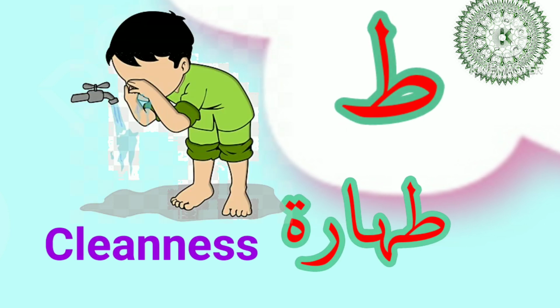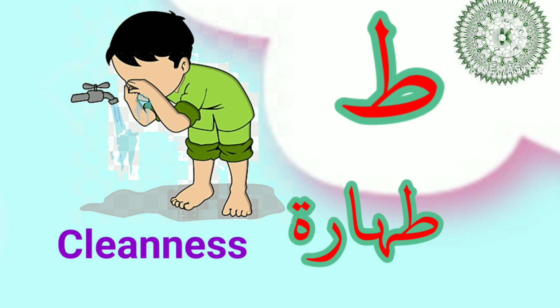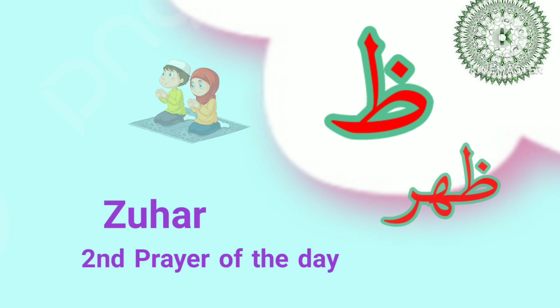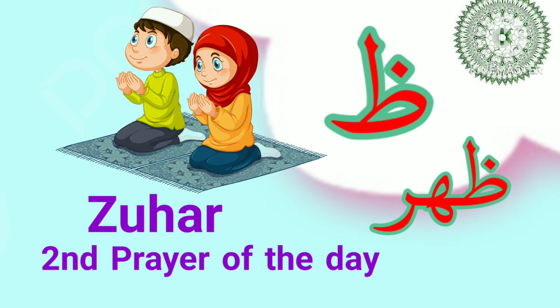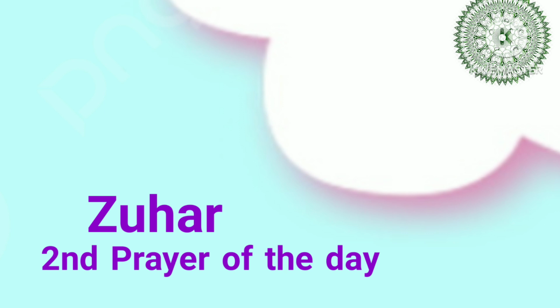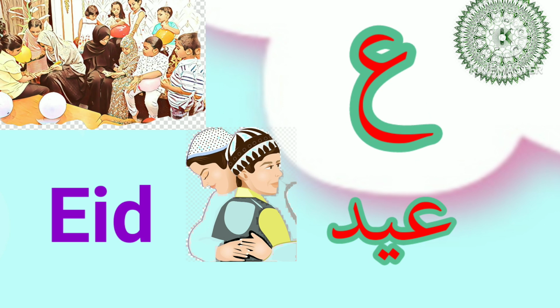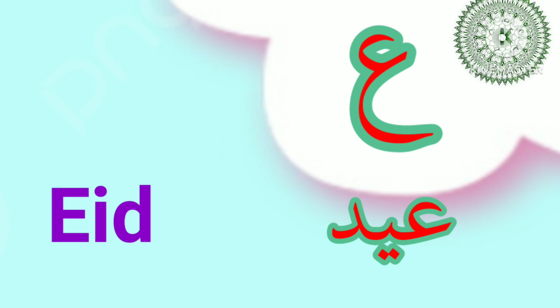Ta. Ta is for Tahara. Tahara means cleanness. Za. Za is for Zuhur, the second prayer of the day. Ain. Ain is for Eid, the celebration of Muslims after the Ramzan month.